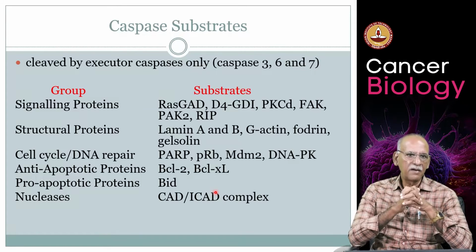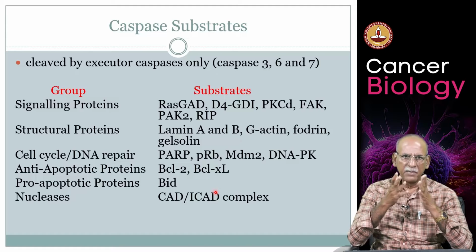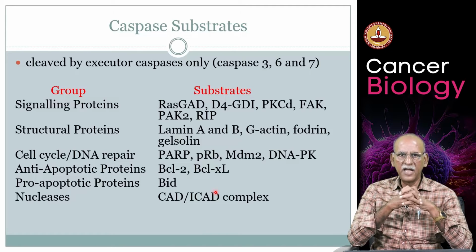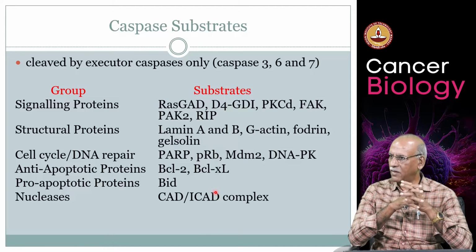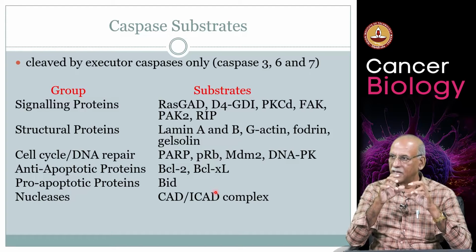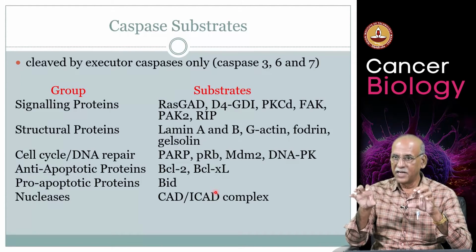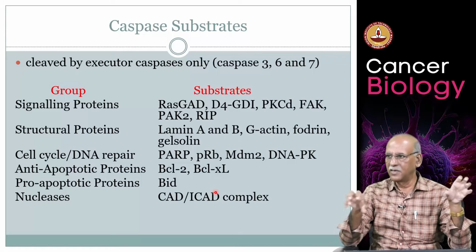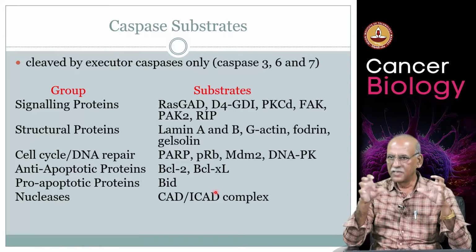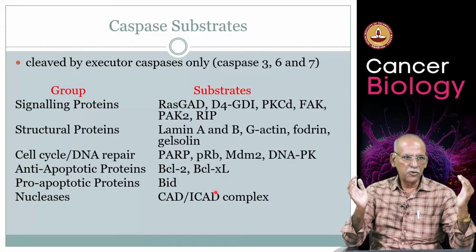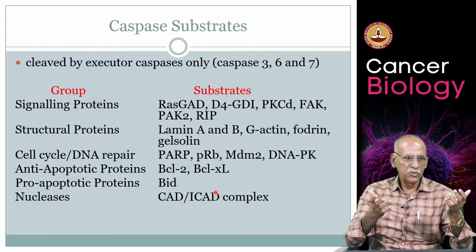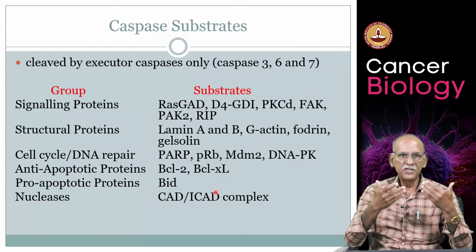Cytoskeleton proteins are the substrates. You can see that structural proteins, lamin A, B, G-actin, fodrin, gelsolin, all these are substrates. By understanding the substrates of caspases, you can understand the mechanism by which they ultimately dismantle the cellular structure. Cells are very well organized. So, you have to disorganize that to kill them. So, this is what is happening.